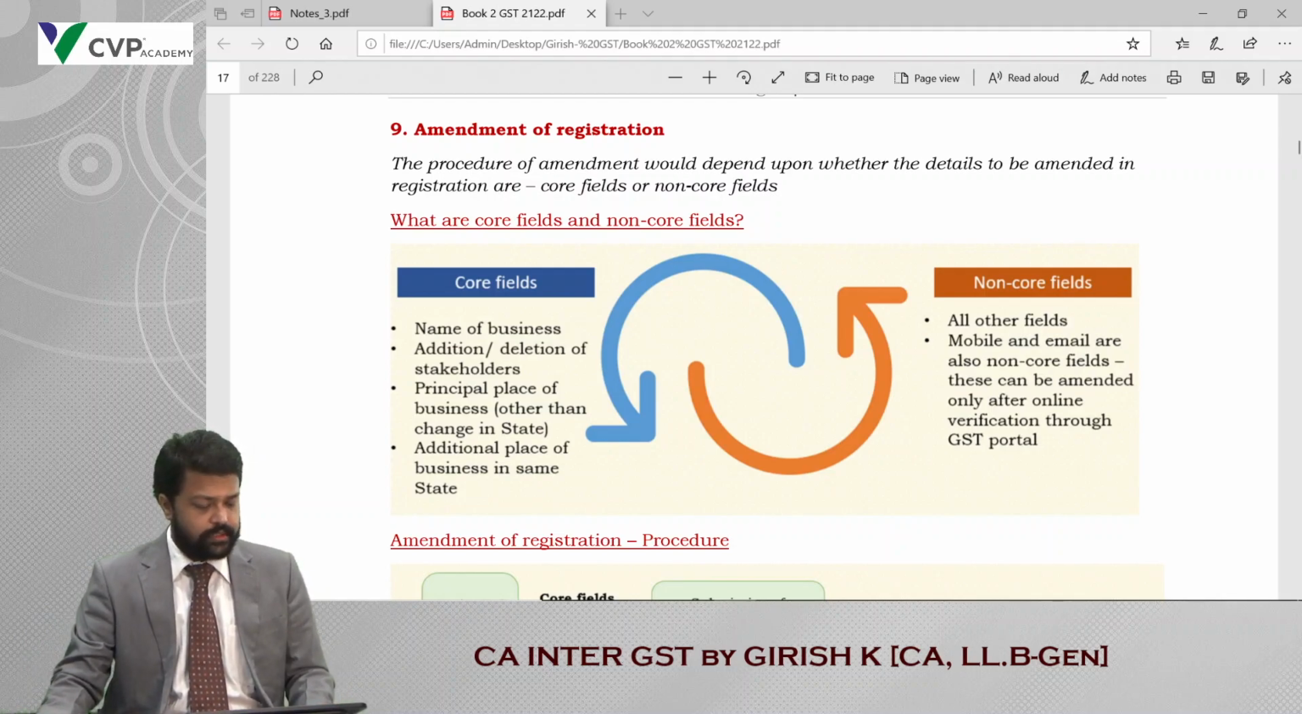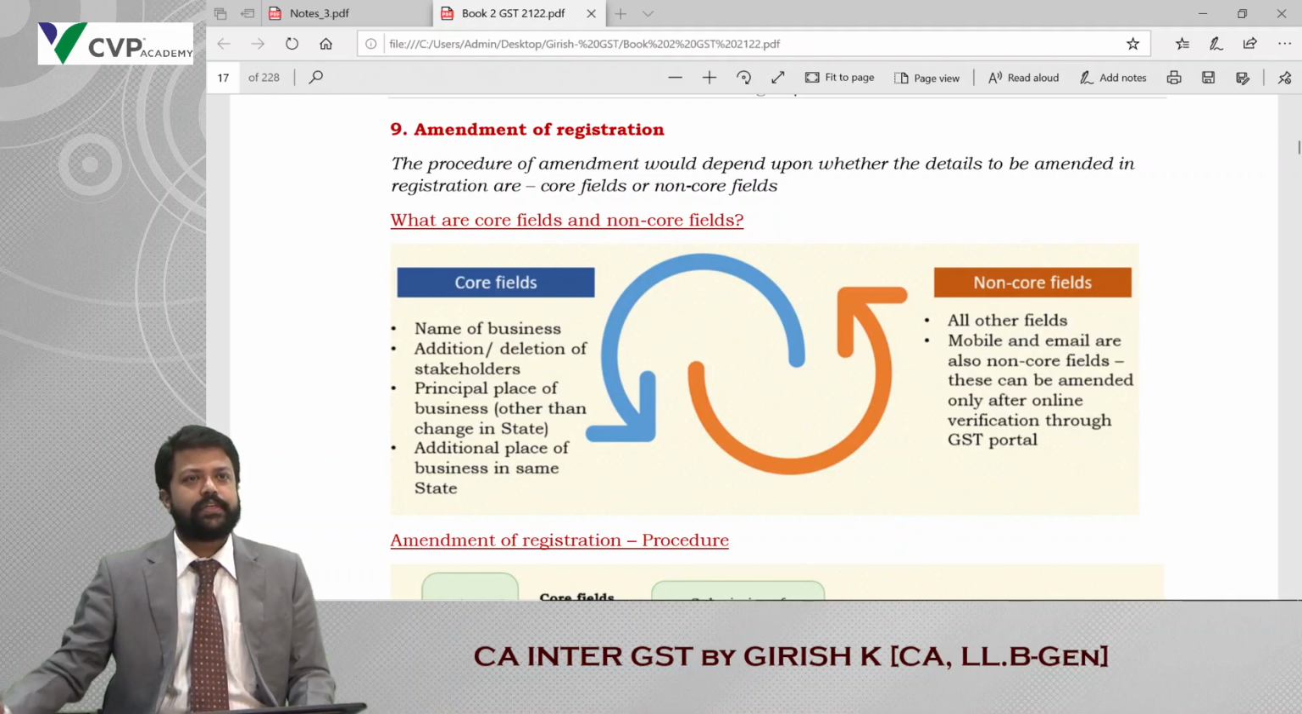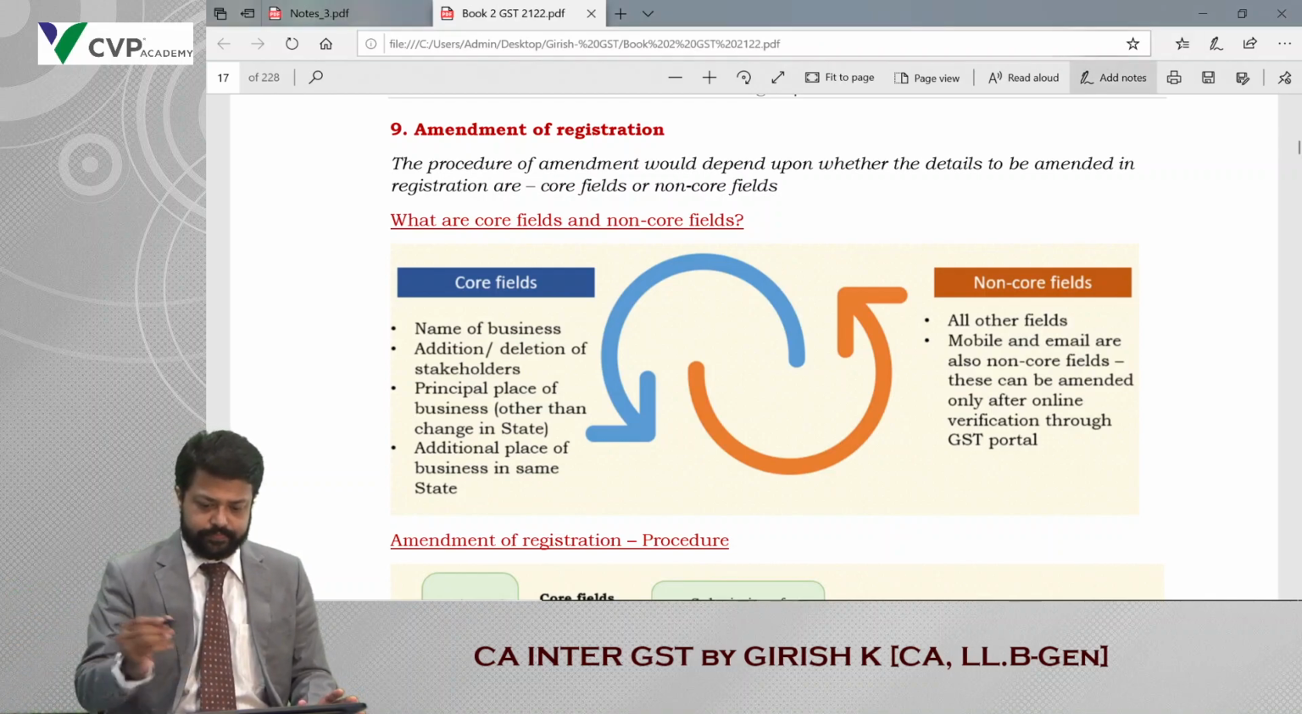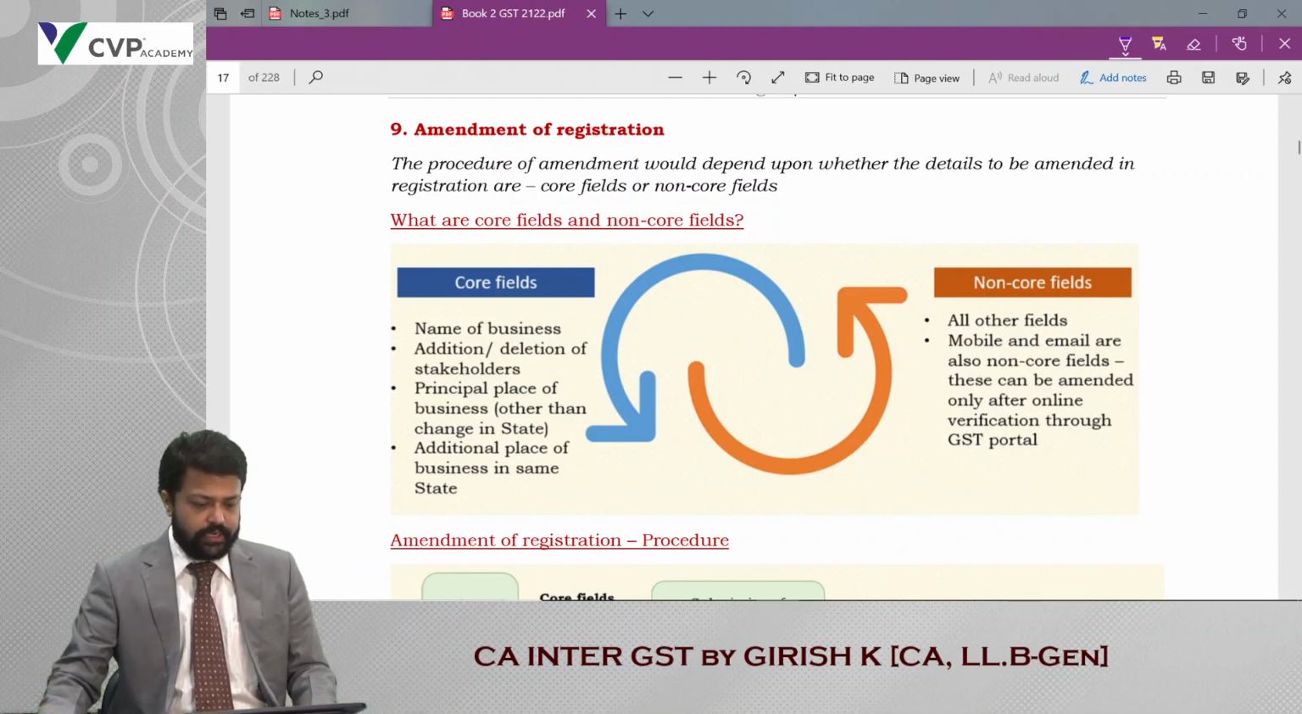In this session, we will cover a few of the procedural parts like amendment to registration, suspension and cancellation of registration, also revocation of cancelled registration, and then question answers. So like that, we will start. So let's start with amendment of the registration.